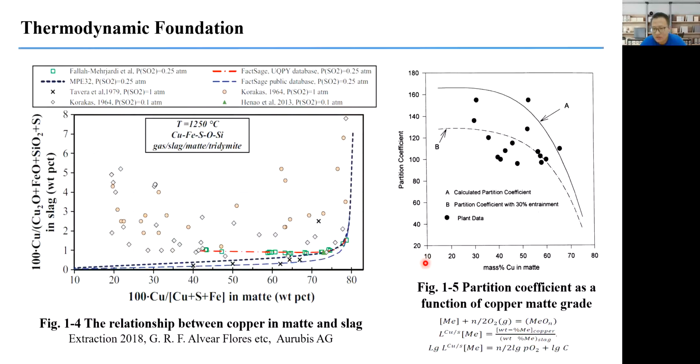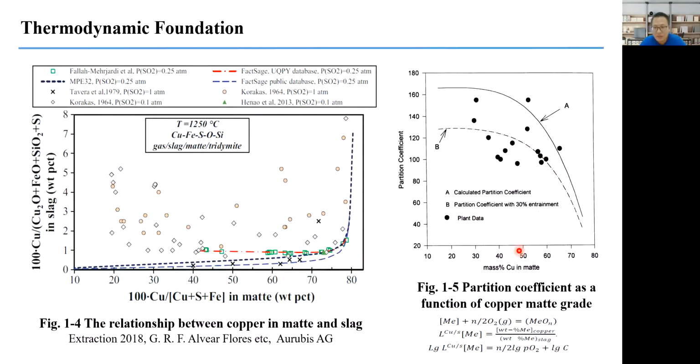So this result is used in describing the copper distribution or partitioning coefficient. We can find out that along with the increasing of copper matte grade, this partitioning coefficient decreased. The plant data and the FactSage calculation agree very well. And the 9b represents a partitioning coefficient with 30% entrainment. Actually, the entrainment is physical matte droplets, and the other part is from oxidic copper. So thermodynamically, we know that when we are increasing the copper matte grade, we are oxidizing more iron into the slag. So the oxygen partial pressure of the slag is increasing, which will drive the copper into oxidic form in the slag.